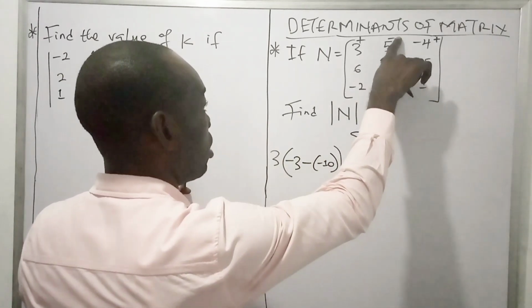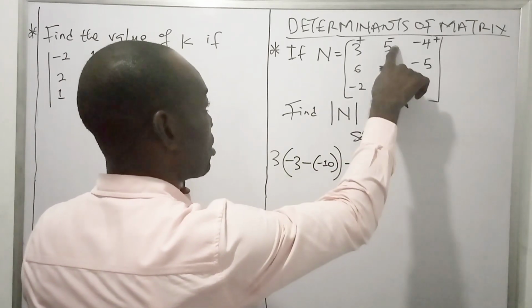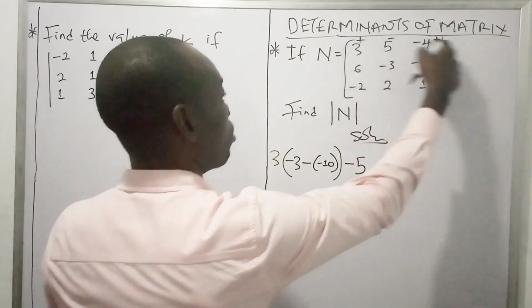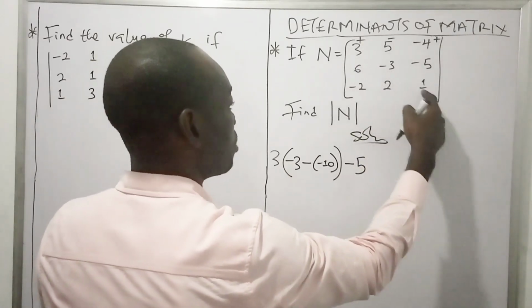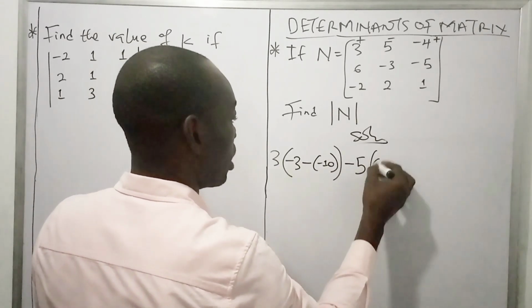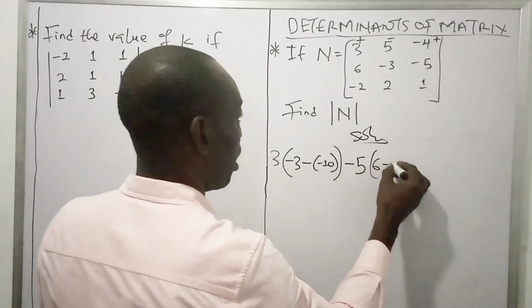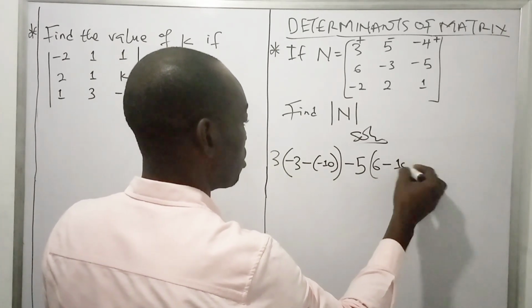Then the next one is going to be negative, so that's minus 5. If we pick this now, we're going to close this column and close this row where the 5 is, then work with 1, 2, 3, 4. So we're going to have 6 times 1, that's 6. Then minus 2 times minus 5, that will give us positive 10.